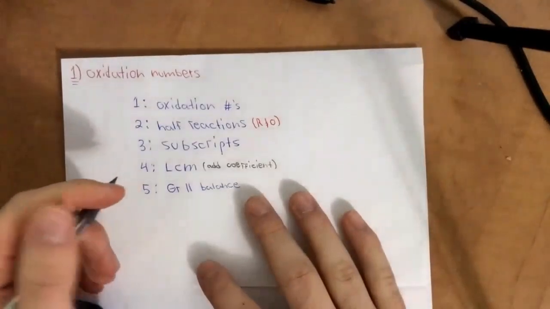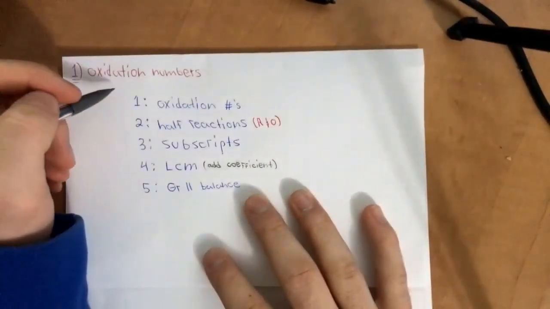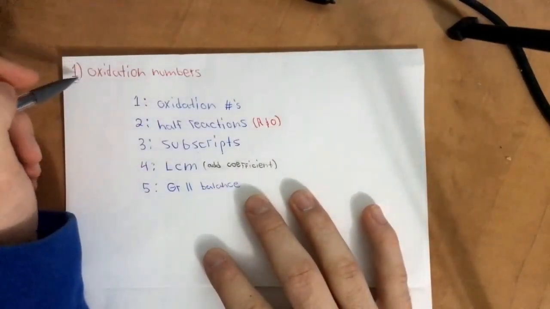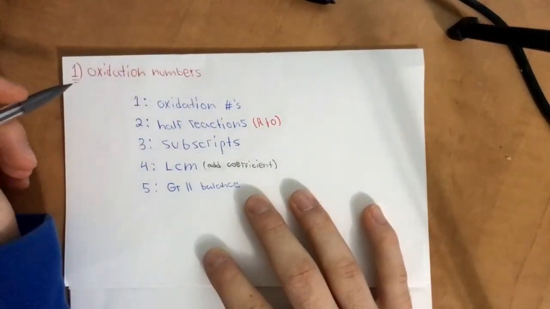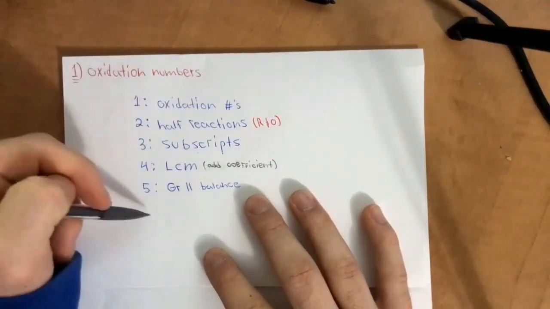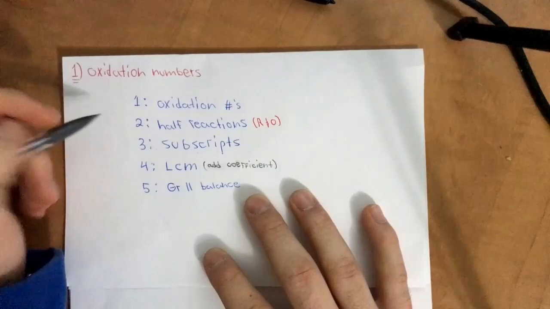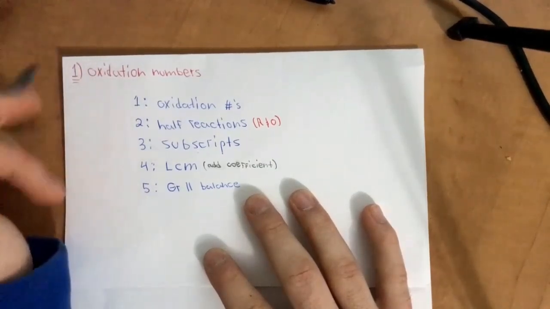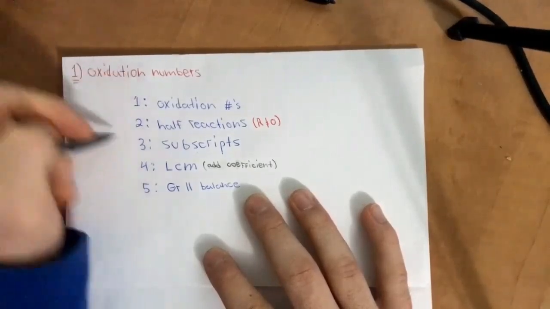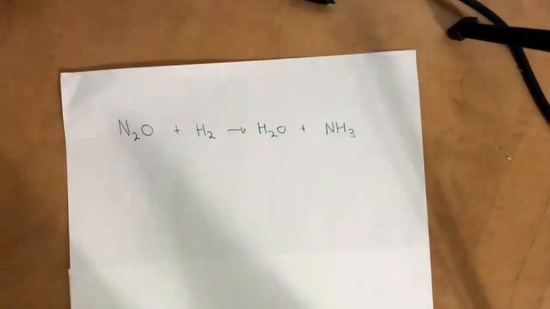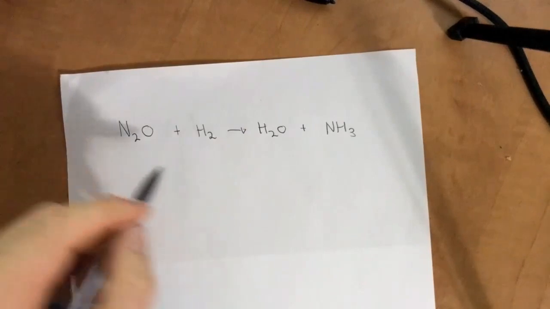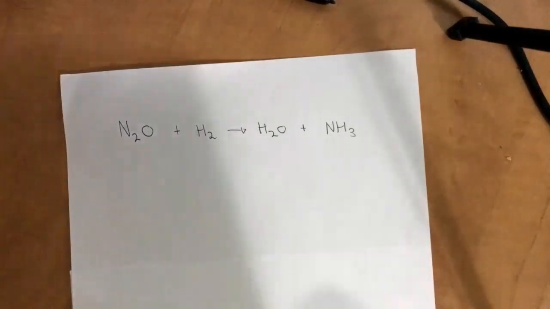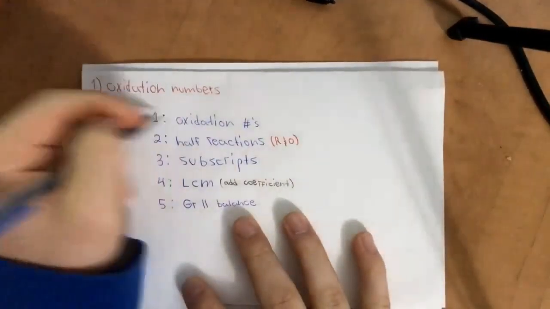Alright, so for the first example we will be going through, we will be balancing a chemical equation using oxidation numbers. In balancing the chemical equation using oxidation numbers, there is a total of 5 general steps. A few in-between steps, but these are the 5 main ones. So this is the chemical equation we will be balancing. So let's just get started with step number 1.